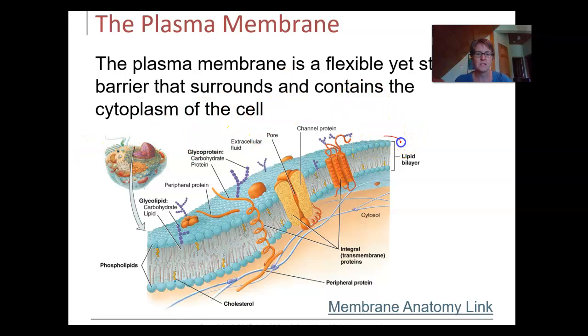So we're talking just about this part here and all this stuff that's contained in it. And this part is just this outer barrier of the cell, right? That's the plasma membrane. So the plasma membrane is a barrier and it separates the inside, this is the inside of the cell, from the outside.